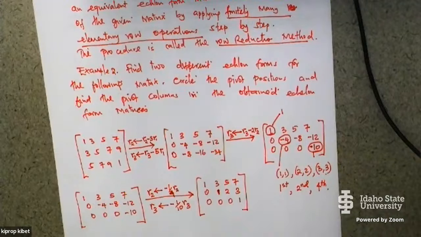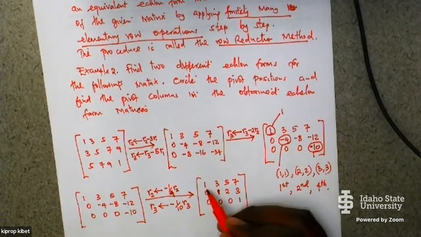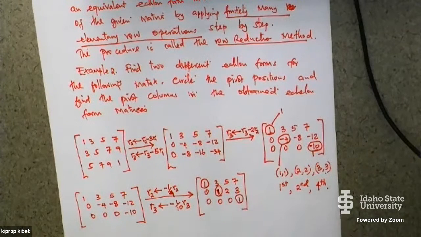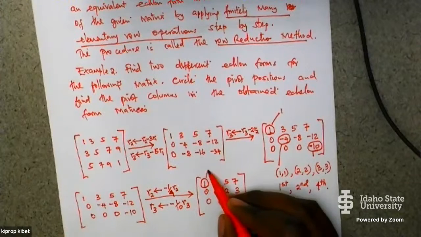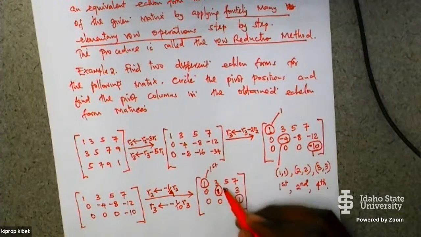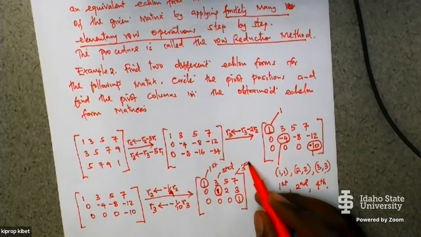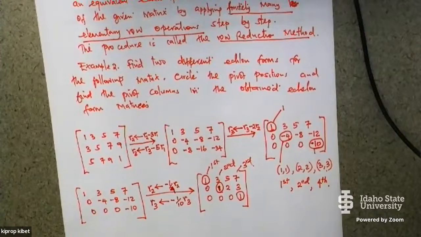So in this case, we still have the same pivot position here, pivot position here, and pivot position here. And this is the first, the second pivot column, and the third pivot column. So those are the two. So you can have this, or you can have that. Any question up to that?